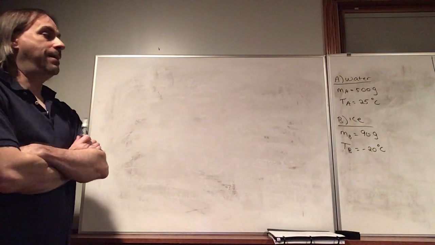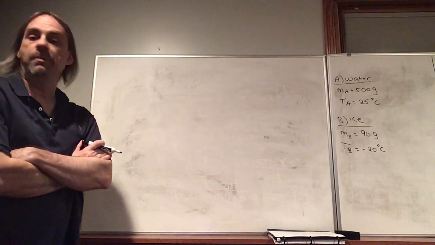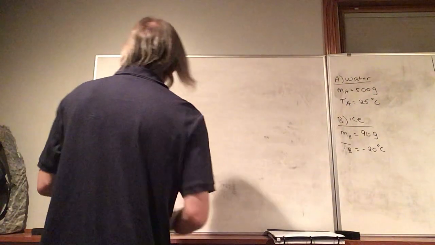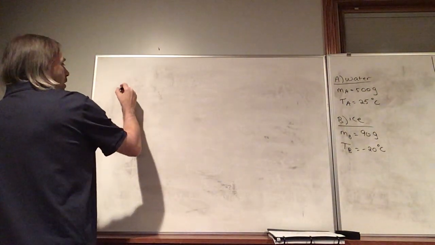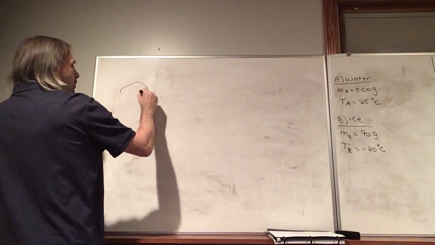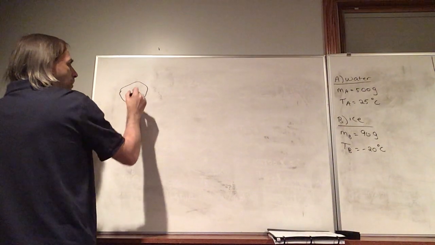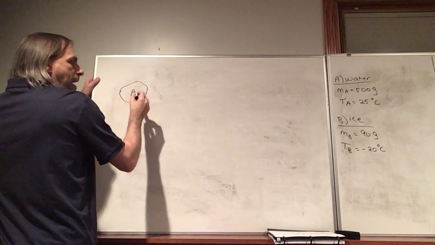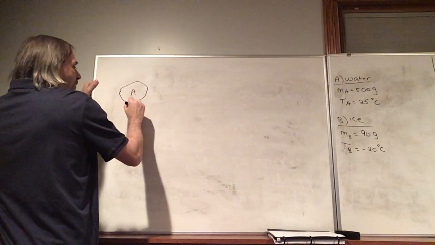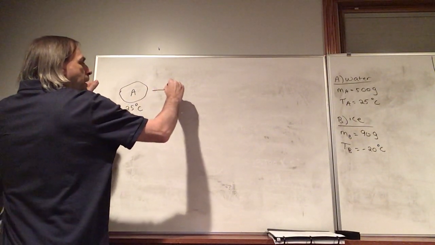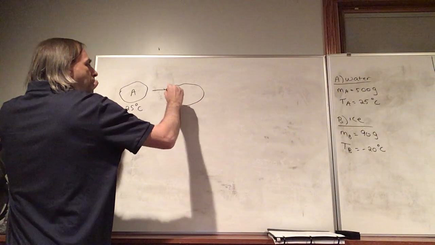Okay, so again, this is where these pictures really come in handy, I think. Because, well, let's start drawing it. So we've got water here. I'm going to draw this a little bit smaller. Initially, system A, this is water at 25 degrees Celsius. And what's going to happen to this water? It's going to cool off to its equilibrium temperature.